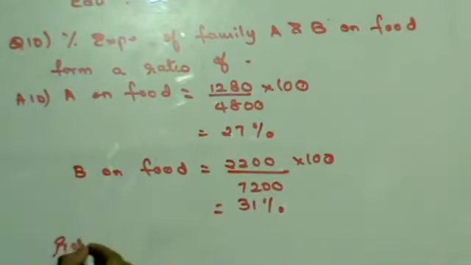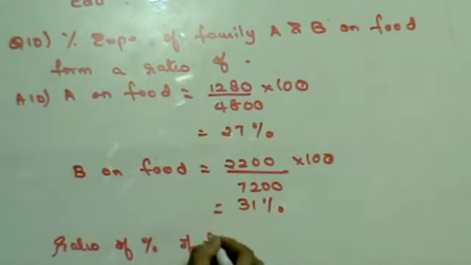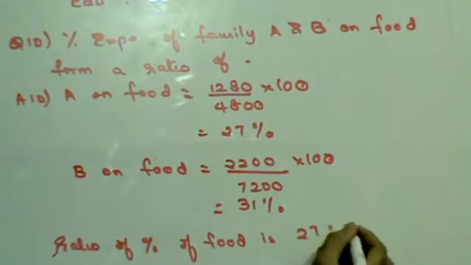Therefore, the ratio of percentage of food is 27:31. Does not cancel, so that will be the answer for that.